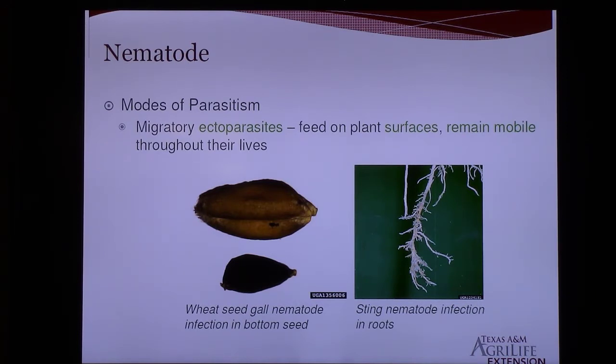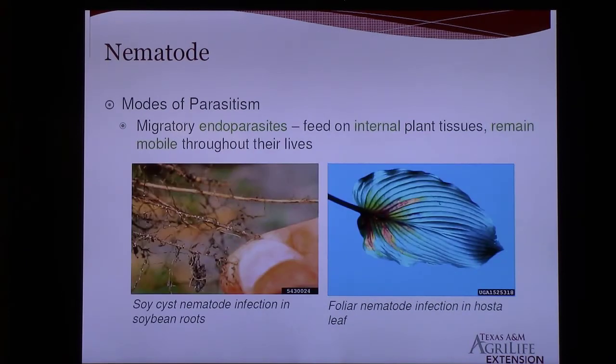But these pathogenic nematodes are parasites, so they're going to feed off that host. We've got migratory ectoparasites. These ectoparasites stay on the outside of the plant, they feed on plant surfaces, and they remain mobile throughout their lives. As water flows through the soil, those nematodes are going to travel through that soil water. Whereas we also have migratory endoparasites, and these feed on the internal plant tissue. They get inside the plant, and they remain mobile through the plant for their entire lives.